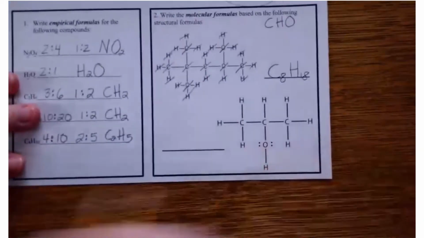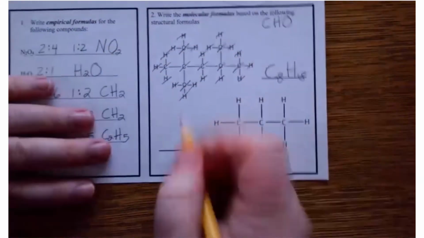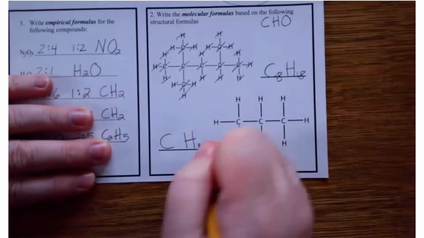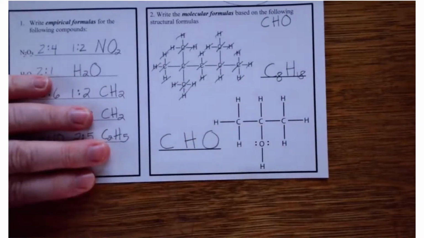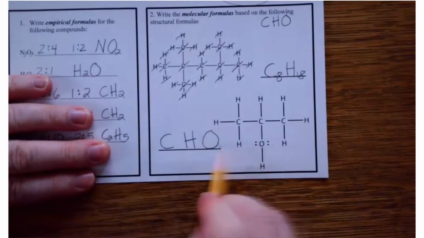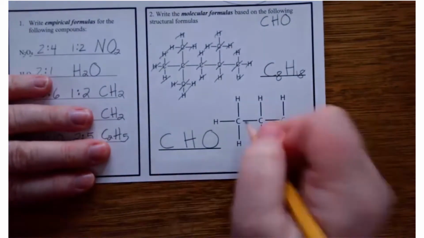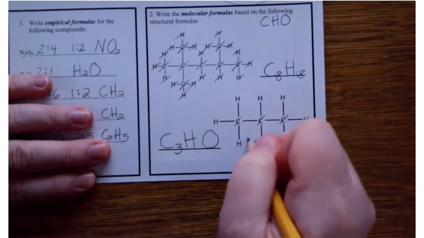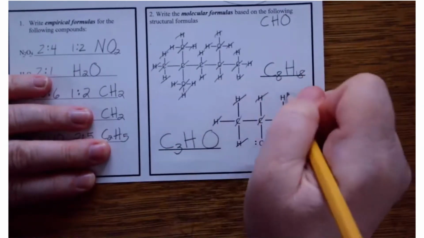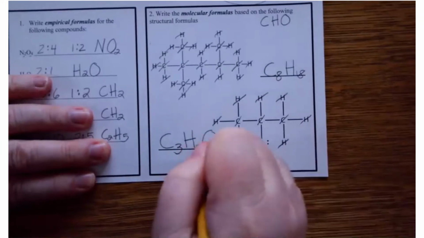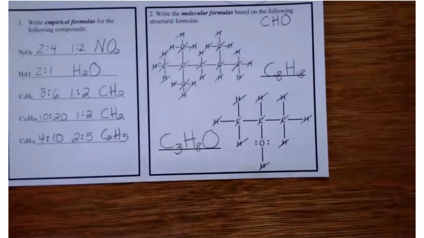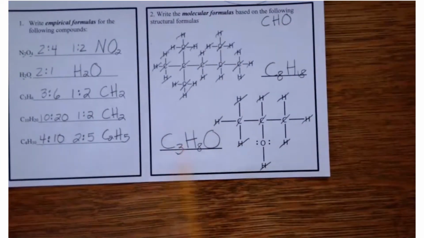So let's look at this one. I always write in the order CHO. Do I have any C's? Yes. Do I have any H's? Yes. Do I have any O's? Yes. Do I have any other things? No. If I did, they would go next. Okay? Count how many C's. 1, 2, 3. C3. Count how many H's. 1, 2, 3, 4, 5, 6, 7, 8. Count how many O's. 1. I don't write the 1. So there we go. That is the molecular formula, counting what's in the molecule.